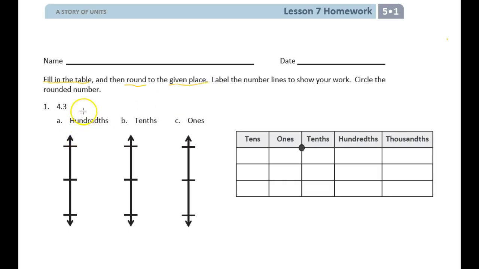And it's going to ask us to do that in 3 different ways. So looking at hundredths, tenths, and ones to start with. It says label the number lines to show your work and then circle the rounded number. So number lines, usually we think of them as being along this way, along the horizon. These ones go up and down. They're called vertical number lines.